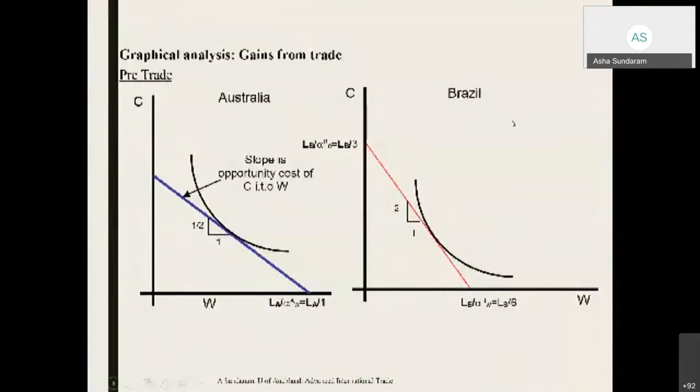When you open up to trade, Brazilians start demanding Australian wool, and the price rises from 1/2 and then settles somewhere in between 1/2 and 2. Okay? So suppose it settles at 1. Okay? What does that mean for Australia?